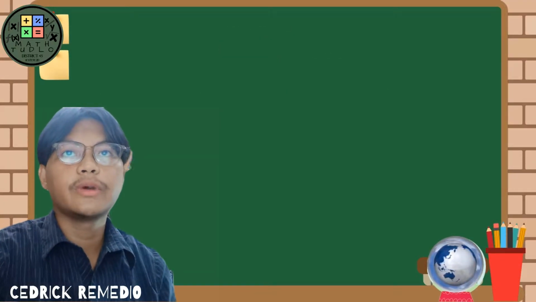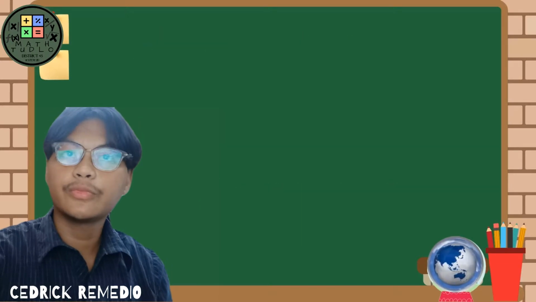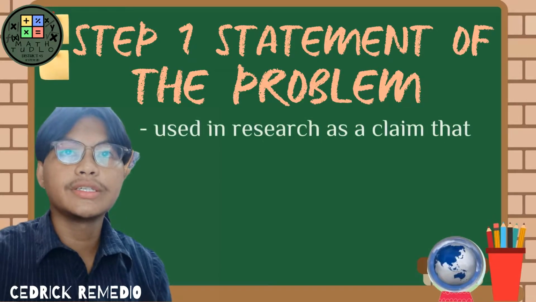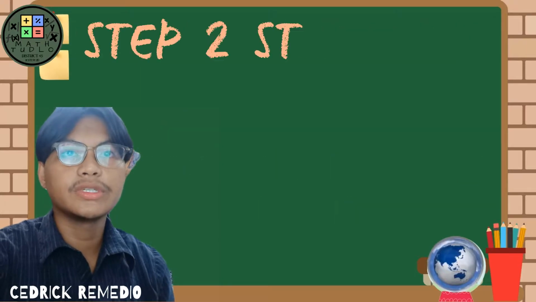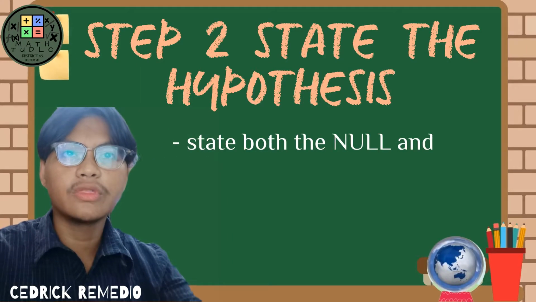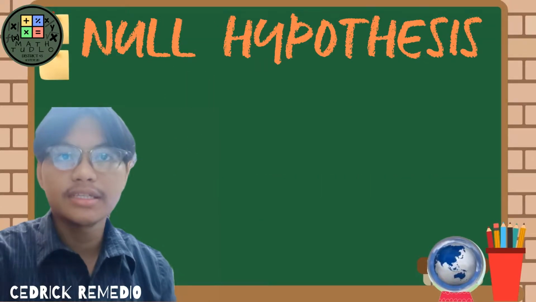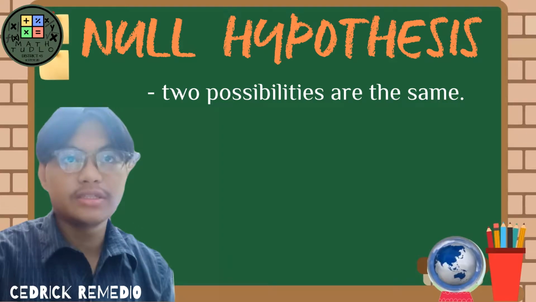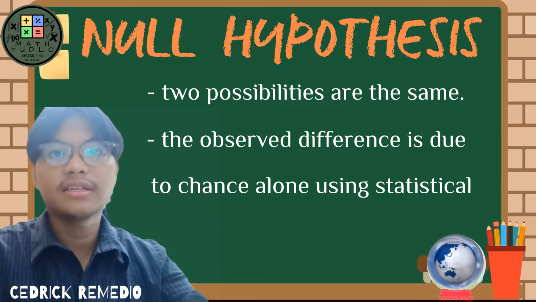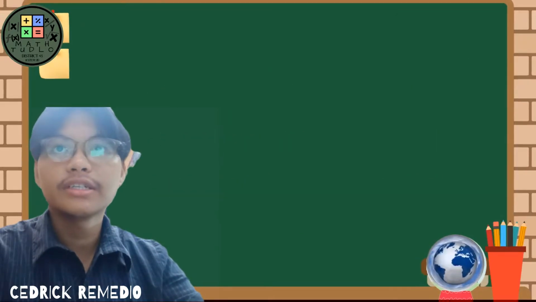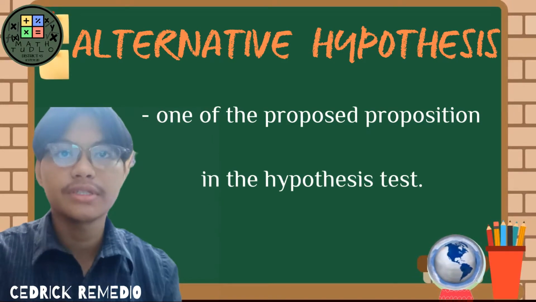Today we are going to be talking about the 6 steps in hypothesis testing. Step 1. Statement of the problem. This is used in research as a claim that outlines the problem addressed by a study. Step 2. State the hypothesis. State both the null and alternative hypothesis in words. The null hypothesis is that the two possibilities are the same. The null hypothesis is that the observed difference is due to chance alone using statistical tests. The alternative hypothesis is one of the proposed propositions in the hypothesis test.